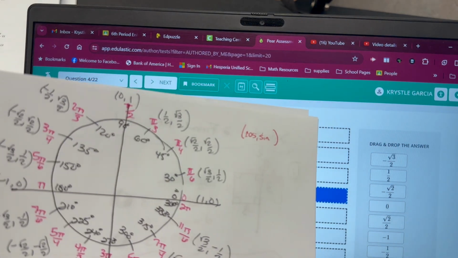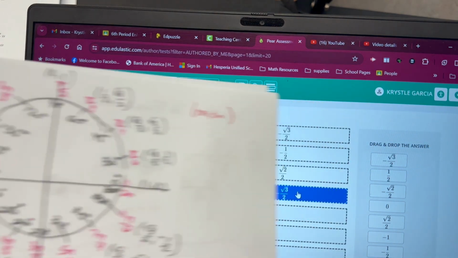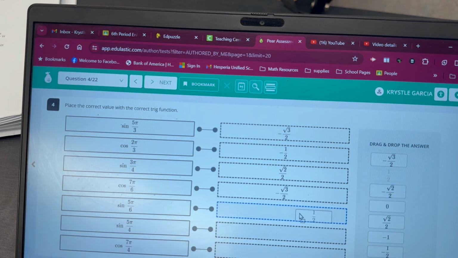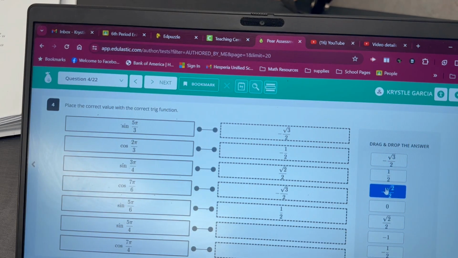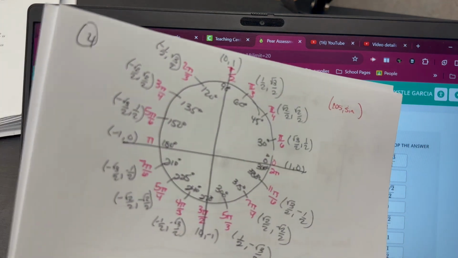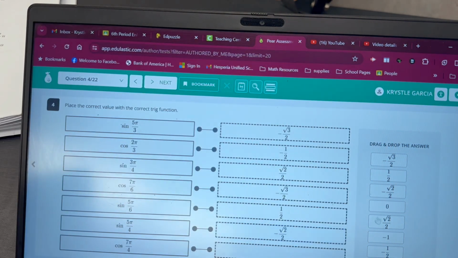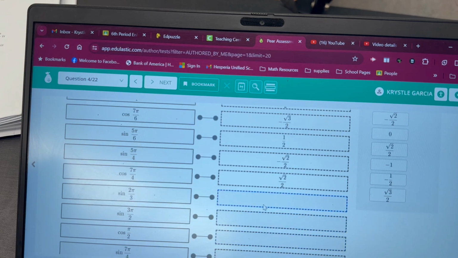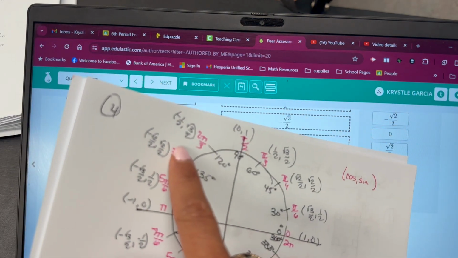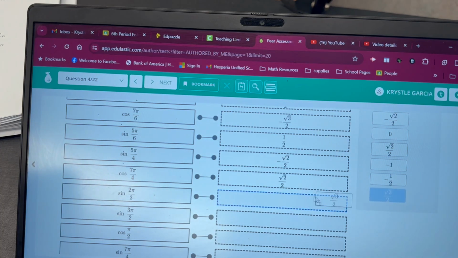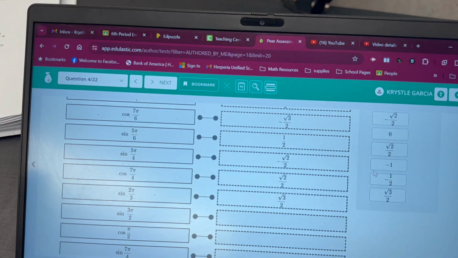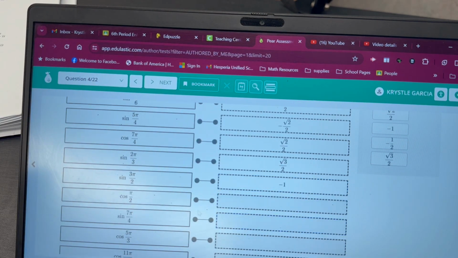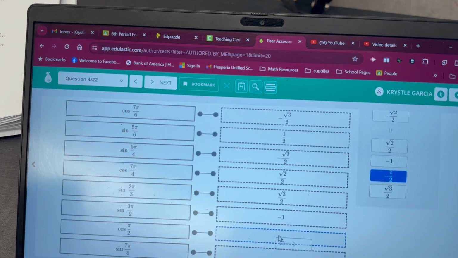The sine of 5 pi over 6, the y value there is 1/2. The sine, the y value at 5 pi over 4 is a negative square root of 2 over 2. The cosine of 7 pi over 4, the x value is positive square root of 2 over 2. Sine of 2 pi over 3, the y value at 2 pi over 3 is positive square root of 3 over 2. Sine, the y value of 3 pi over 2 is negative 1. Cosine, the x value at pi over 2 is 0. Where's my 0? There it is.